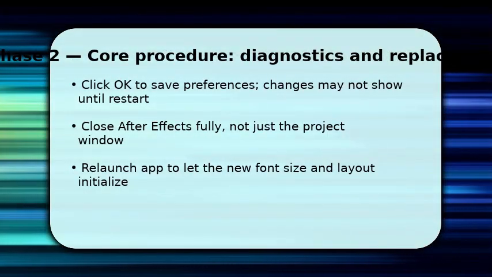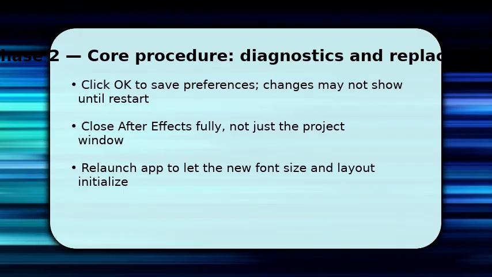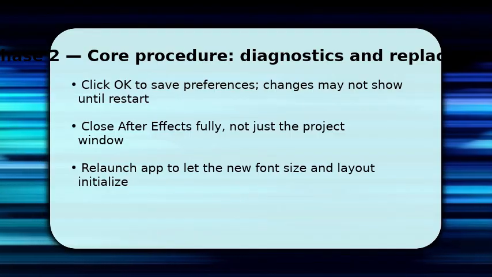You must relaunch the application. A quick restart forces the UI engine to rebuild with the new font metrics. When After Effects reopens, inspect key panels, project, timeline, and effect controls, verify text legibility, and that buttons aren't cut off. If panels overlap or text wraps oddly, you'll need to adjust scale again or reset workspace layout.